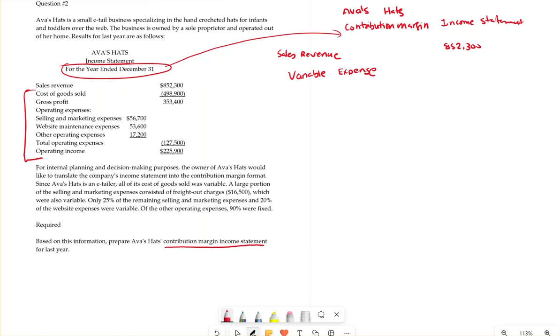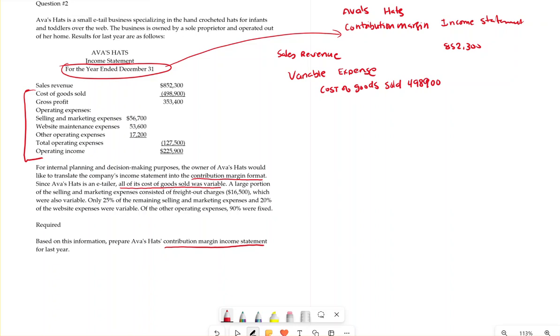They say, for internal planning and decision making purposes, the owner of Eva's Hats would like to translate the company's income statement into a contribution margin format. Eva's Hats is an e-trailer, and all the cost of goods sold is variable. So the first one is my cost of goods sold, and that is my variable cost, 498,900. So everything is variable.